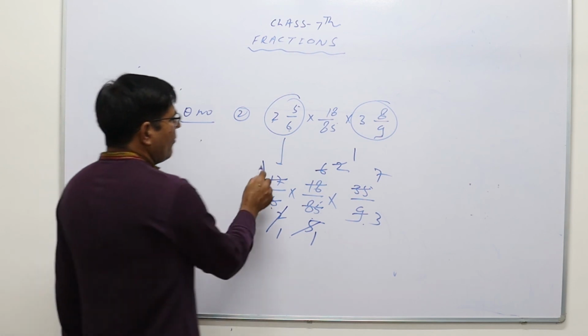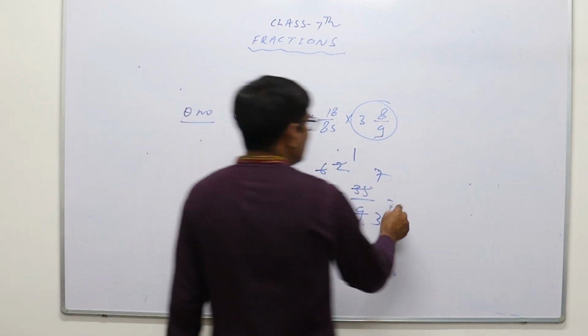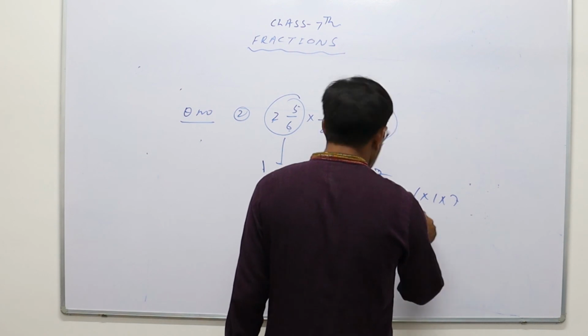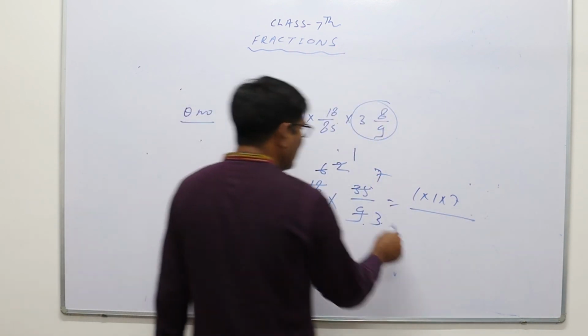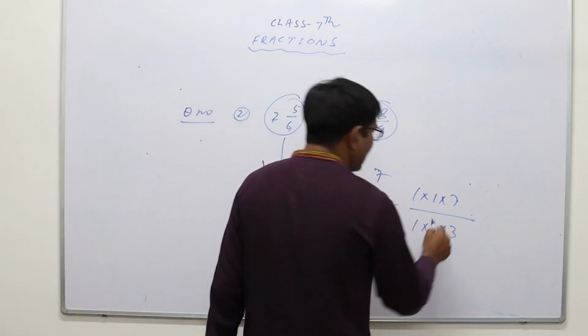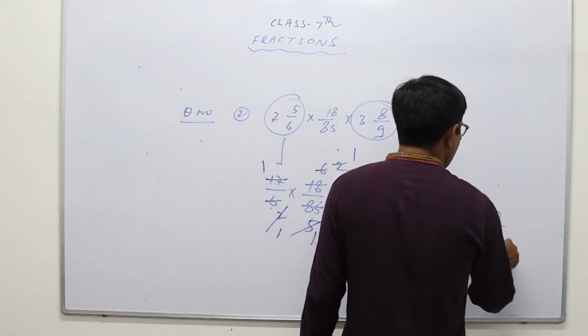So in the numerator 1, 1 and 7. So 1 into 1 into 7. In the denominator 1, 1 and 3. So 1 into 1 into 3. So the answer is 7 upon 3.